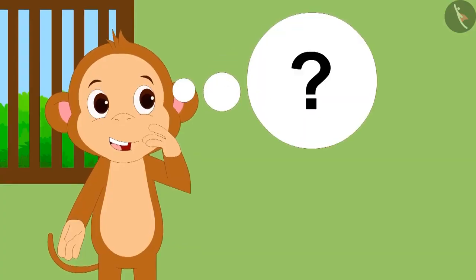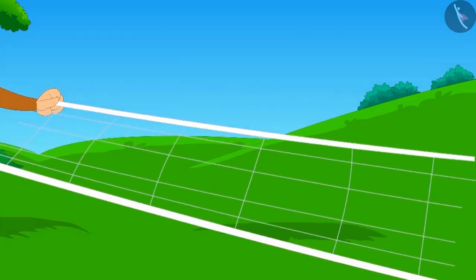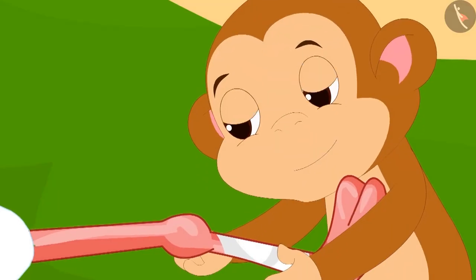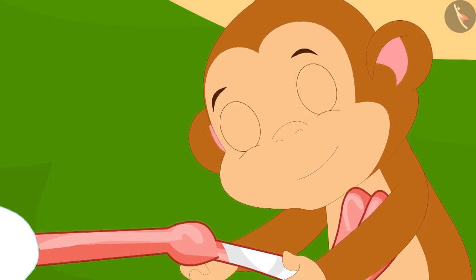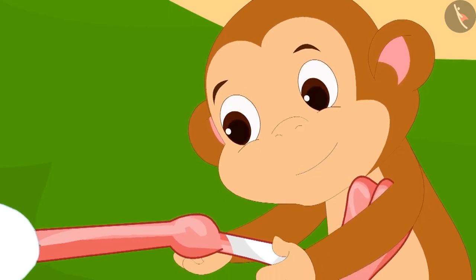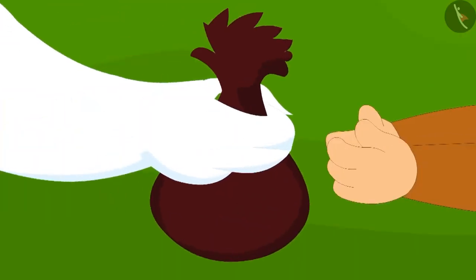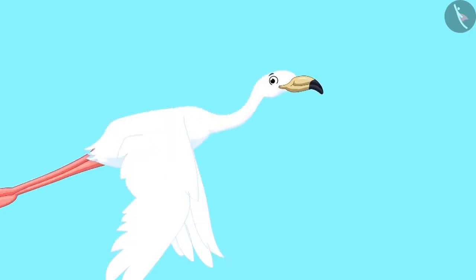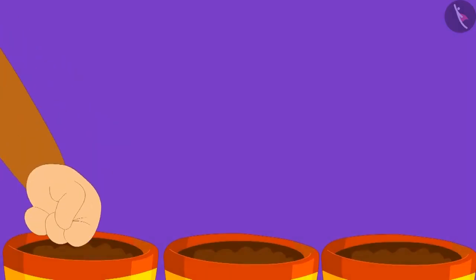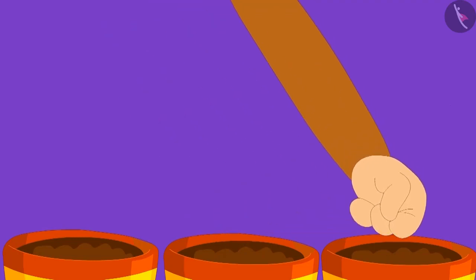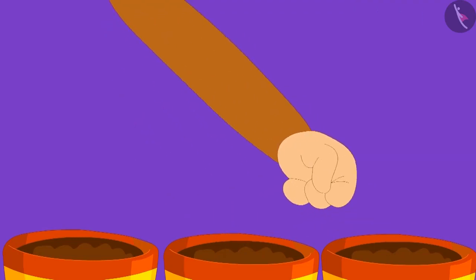The next day, Babban injured the bird by laying a trap. Then he took care of the bird just like Golu, and the bird recovered. Before leaving, the bird gave some seeds to Babban too. Babban planted 5 seeds each in 3 pots. Can you tell how many seeds did Babban plant in total?